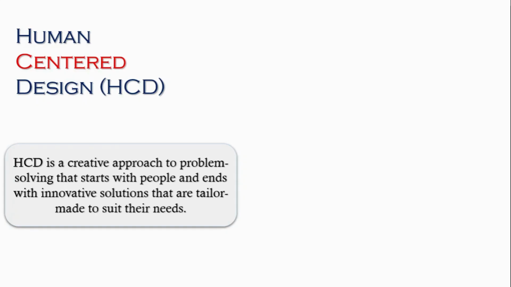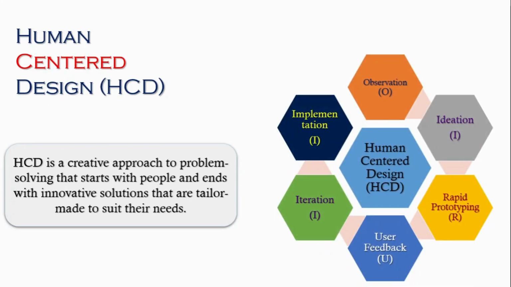So there are some steps in human-centered design. We are going to see what those steps are. It starts with observation, ideation, then rapid prototyping, followed by user feedback. Then we go for iteration, and the last one, implementation. To understand and remember this human-centered design process, I have given one acronym, and that acronym is IRU-IIO. But here you have to remember the IRU-IIO process starts with observation. Now we are going to see what IRU-IIO is in detail in terms of human-centered design.